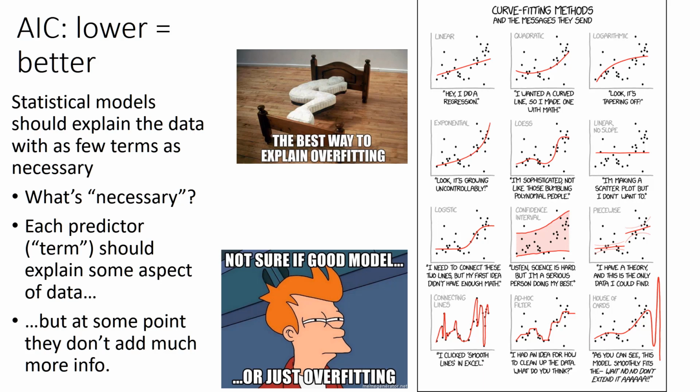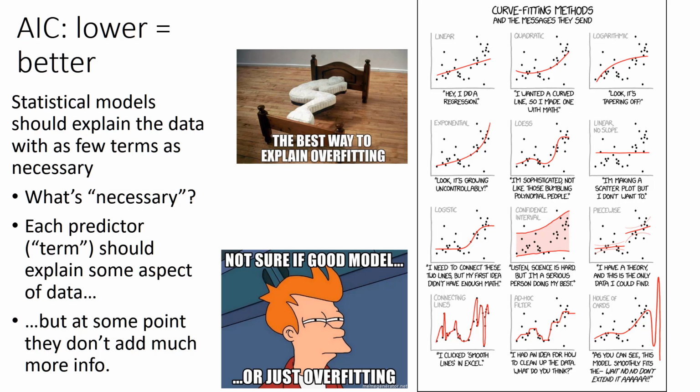The AIC number, which I'll talk about in a little while in the results section, has to do with model fitting. And you can kind of think of it as an effort in trying to fit a good model to the data, where a lower AIC is the better AIC. So as I say here on the left, statistical models should explain the data with as few terms as necessary. So fewer is typically better, but if you can add more terms and they do a really good job of explaining more of the data, then they are necessary.